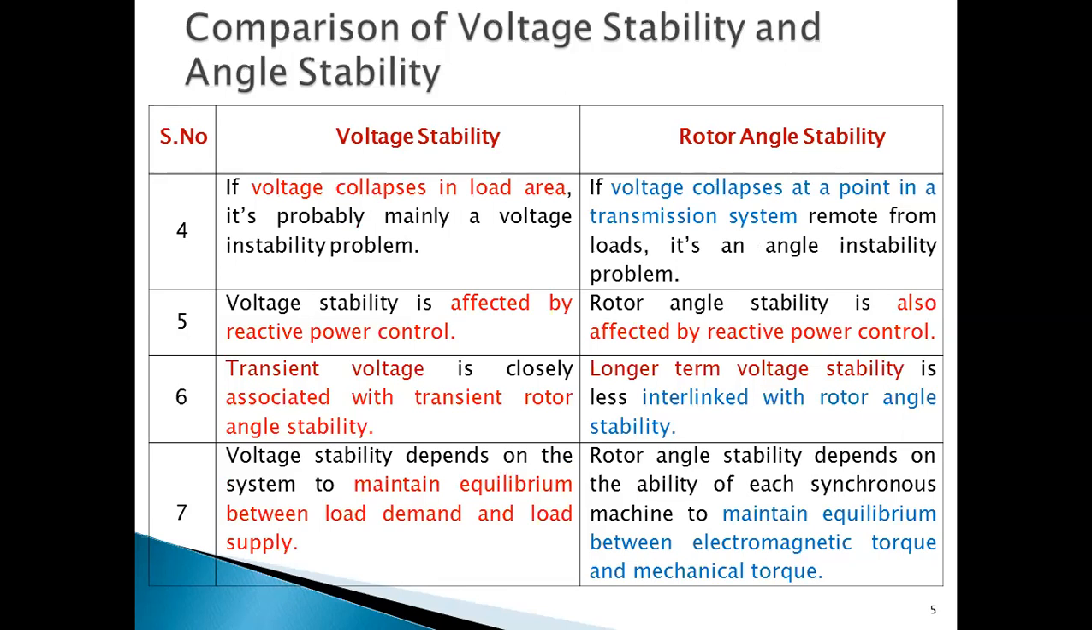Next comparison is, transient voltage stability is closely associated with transient rotor angle stability, whereas longer term voltage stability is less interlinked with rotor angle stability. The last point is, voltage stability depends on the system to maintain equilibrium between the load demand and load supply. There should be a real power balance. There should be a balance between the supply and the demand. Rotor angle stability depends on the ability of each synchronous machine to maintain equilibrium between electromagnetic torque and mechanical torque. These are the points which give us clear understanding about the comparison of voltage and rotor angle stability.